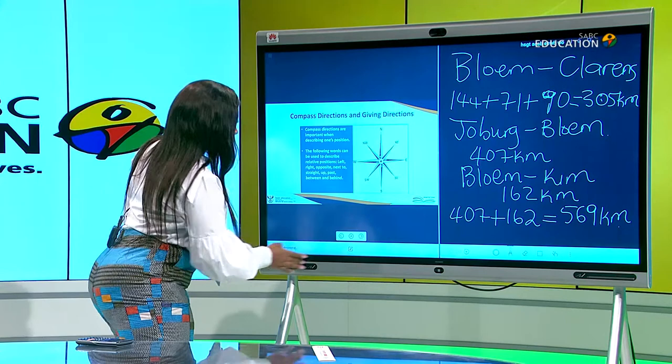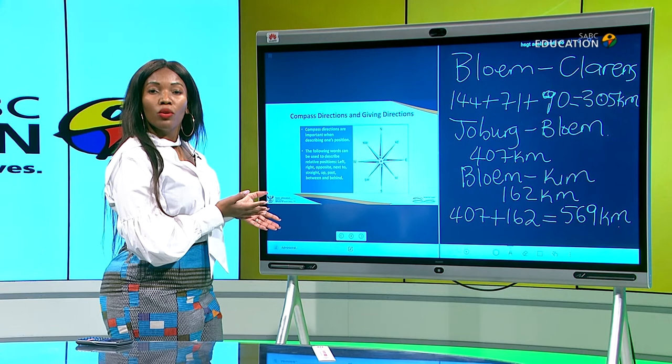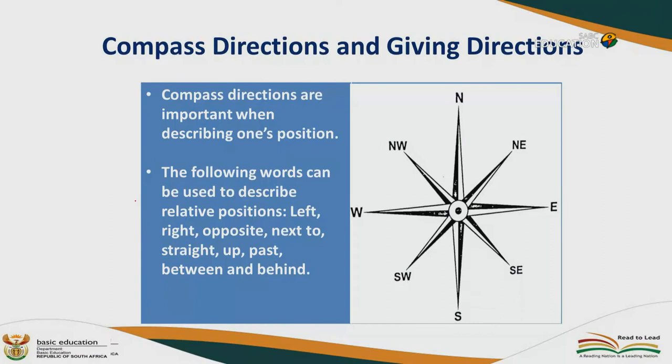And then we've discussed all the different types of maps that we are working with. We also have the compass direction. The compass direction assists us when we are giving directions. Because when we are working with maps, you will definitely be expected to give directions to a certain place. So these compass directions are important because they assist us in giving directions.